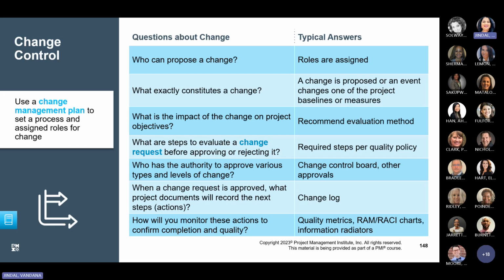So this is an example. Let's say there is a question about change. You design your plan so that it says who can propose a change. So those roles are assigned. What exactly constitutes a change? A change is a proposed or an event that changes one of the project baselines or measures. So once somebody has baselined the document, if a change needs to be added to that, then you submit a change request. What is the impact of the change on a project objective? What are the steps to evaluate a change request before approving or rejecting? So you have your whole plan in here for how the changes will be handled.